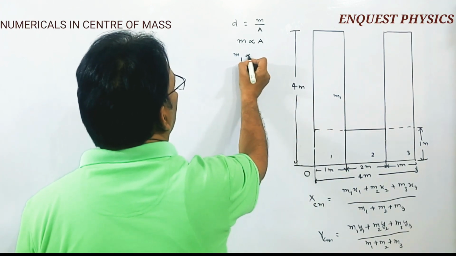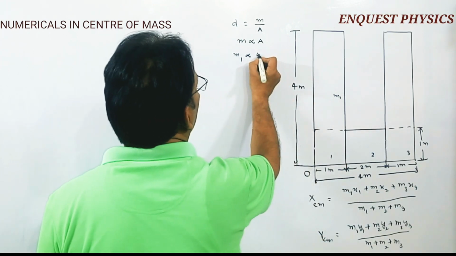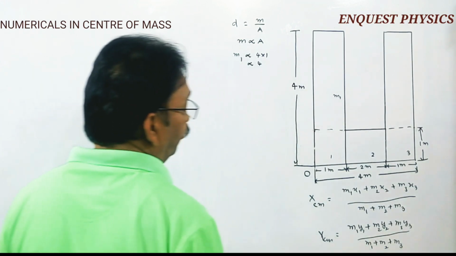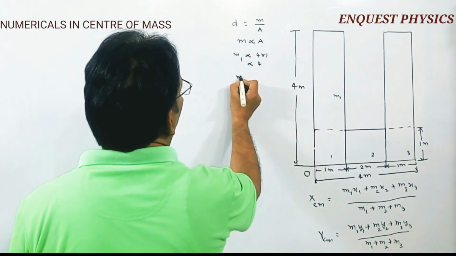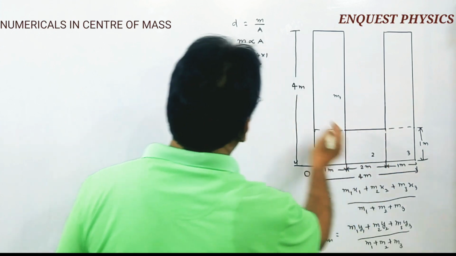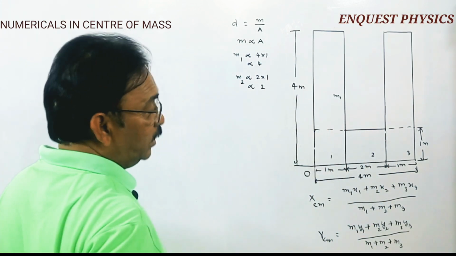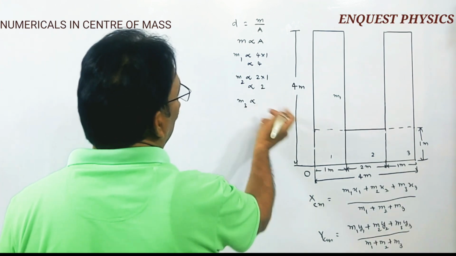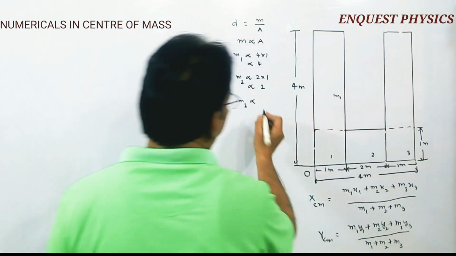m1 is proportional to 4 into 1, 4 units. Okay, students, the same way we have to find out the m2. m2 is proportional to, we are just using the same 2 meter into 1 meter, 2 into 1, it is 2 units. Obviously, m3 also has the same value as the first one, 1 into 4.